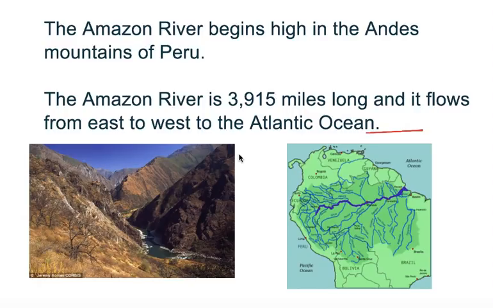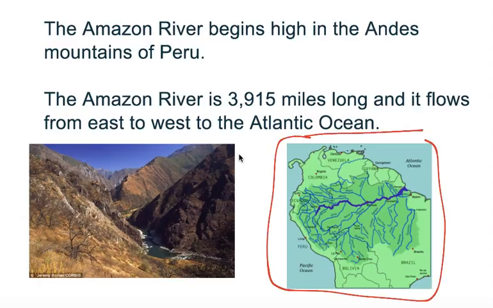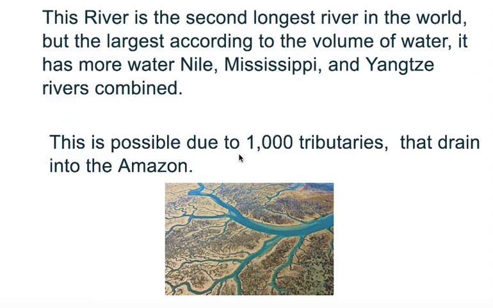So if you look at the picture with the map on the right, the river that's in dark blue, the one that I'm kind of trying to outline, that's the Amazon River, and it eventually flows out into the Atlantic Ocean. So, very large river, and then these little ones that kind of look like veins are the tributaries.